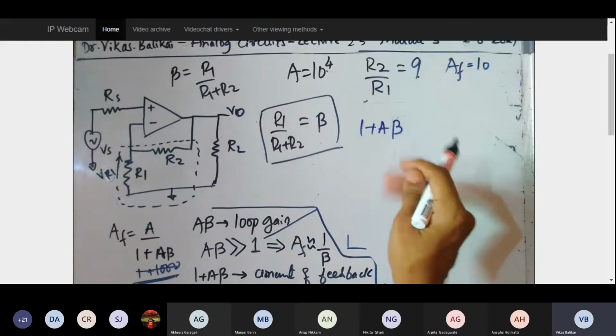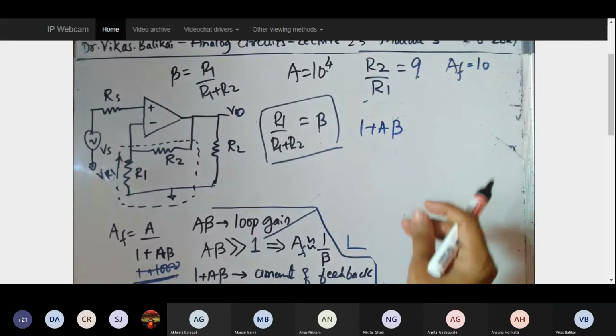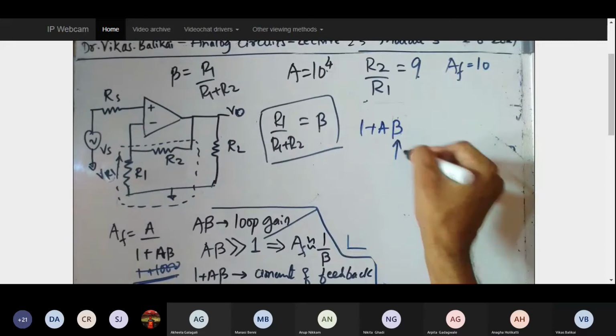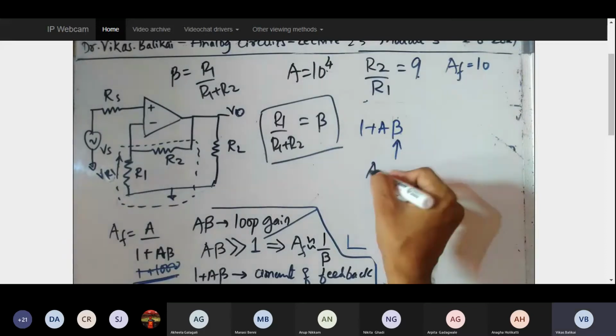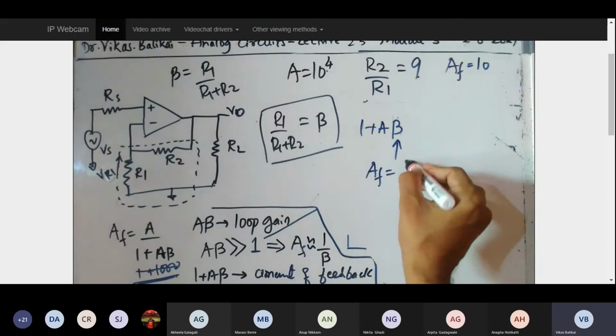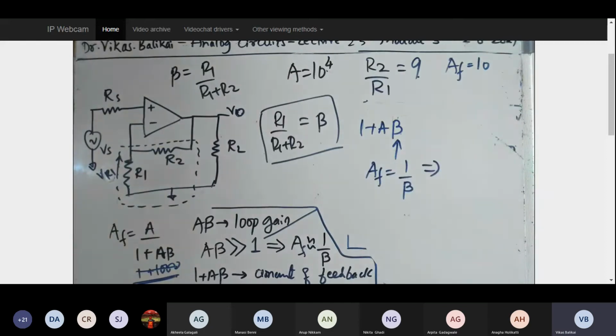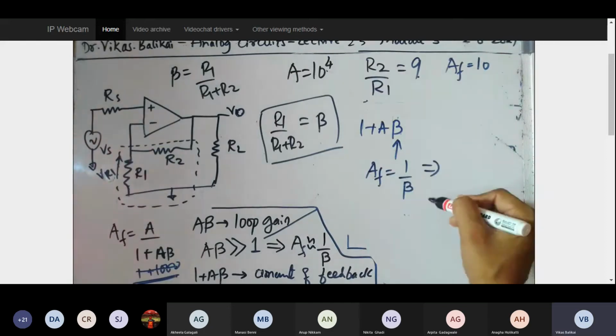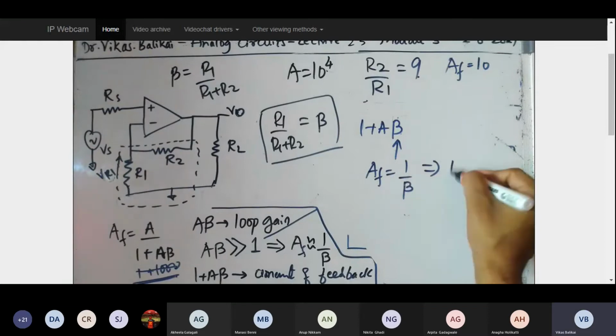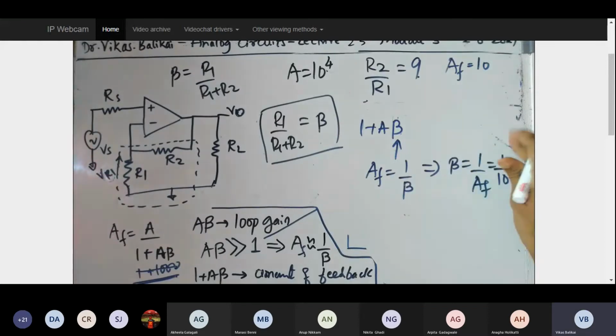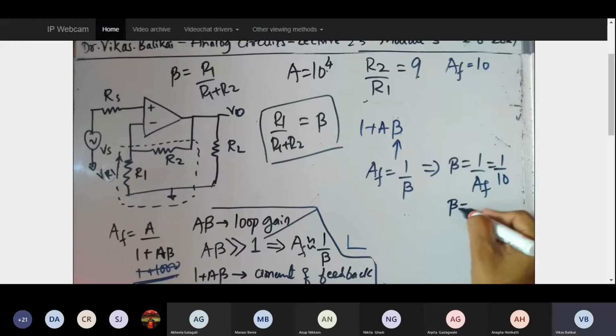In order to do that, you should know what is beta, right? And just now we figured AF is equal to 1 upon beta. Now what is AF? AF is 10. So beta will be 1 upon AF, that will be 1 upon 10. So what will be my beta? Beta will be 0.1.